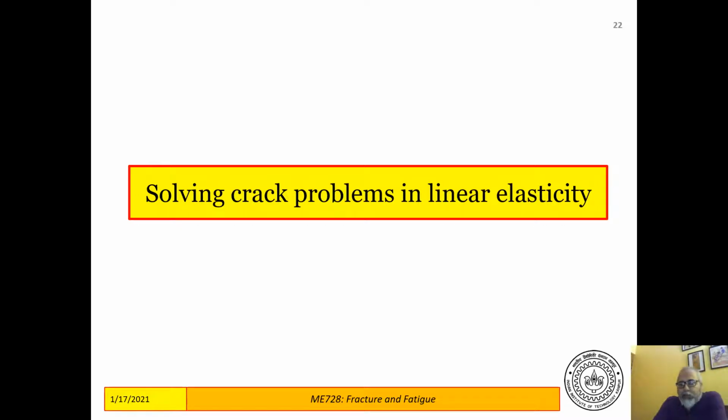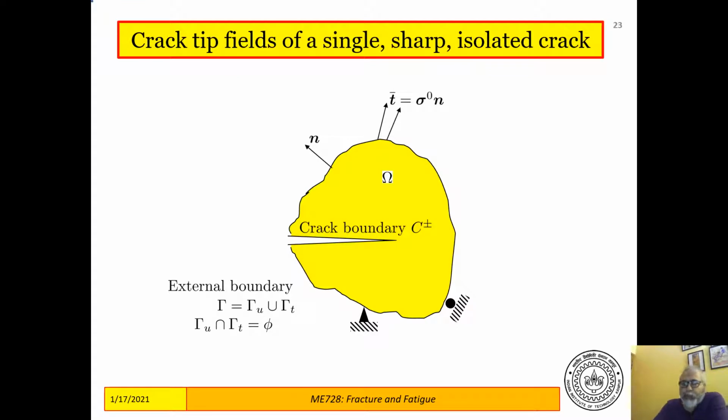Okay, now we look at solving crack problems in linear elasticity. What we mean by that is linear elasticity, and in fact, isotropic linear elasticity is valid everywhere in the domain that we are going to consider. So, this is what the problem looks like.